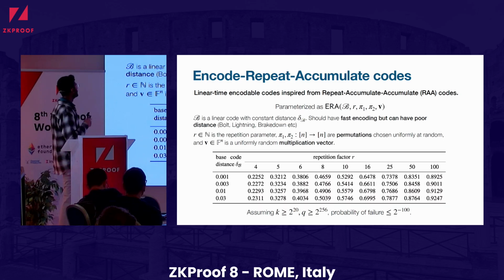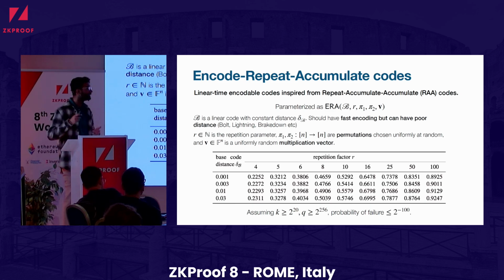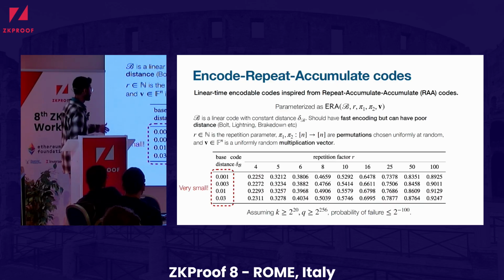But what you should think of this error-correcting code that serves as an input to our overall error-correcting code as just some code that has very fast encoding, but maybe not super great distance. For example, you could even use Bolt, or you could use Lightning, which is the concurrent work with Bolt, or you could use Breakdown. And the reason we say that is because the results that we obtain show that the base code distance that you actually use doesn't need to be very large. It can be extremely small.